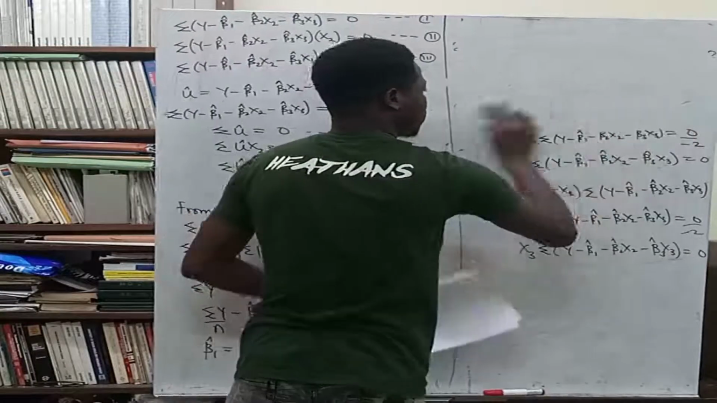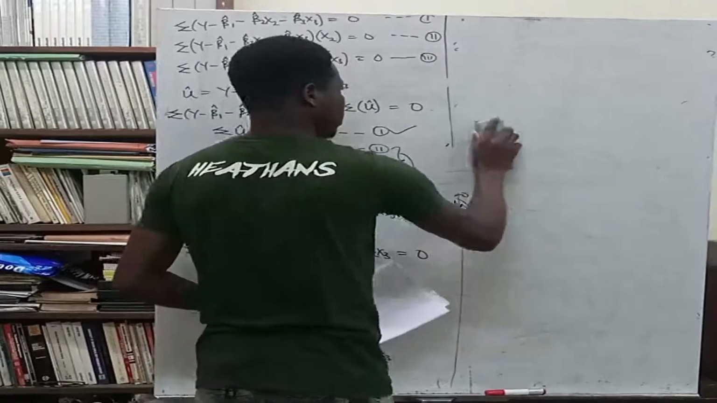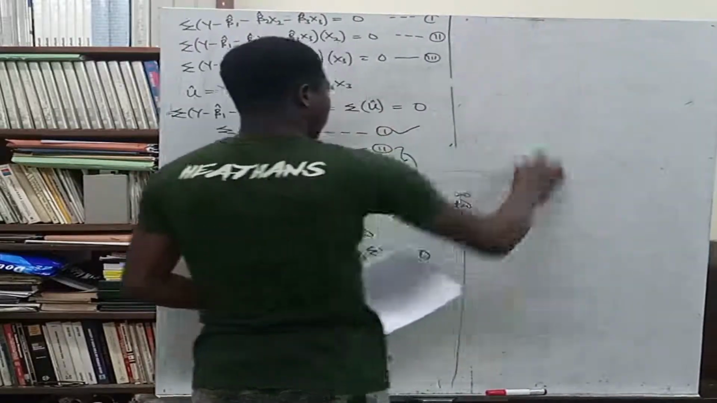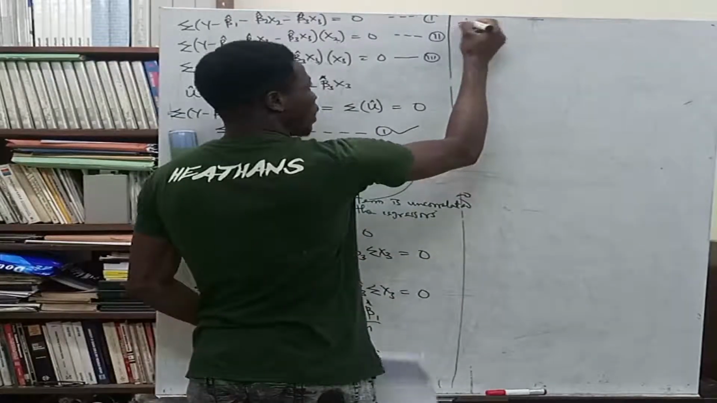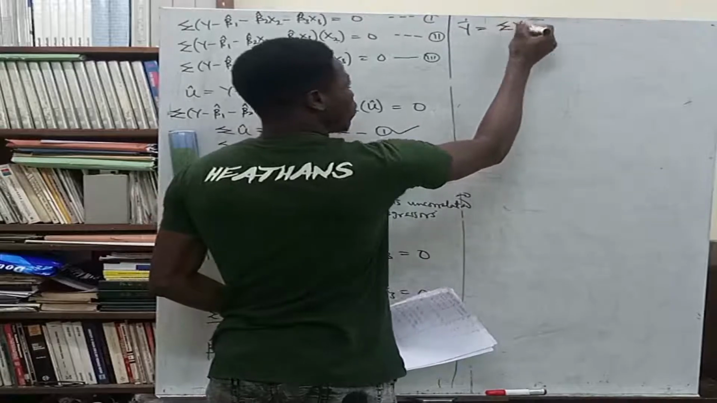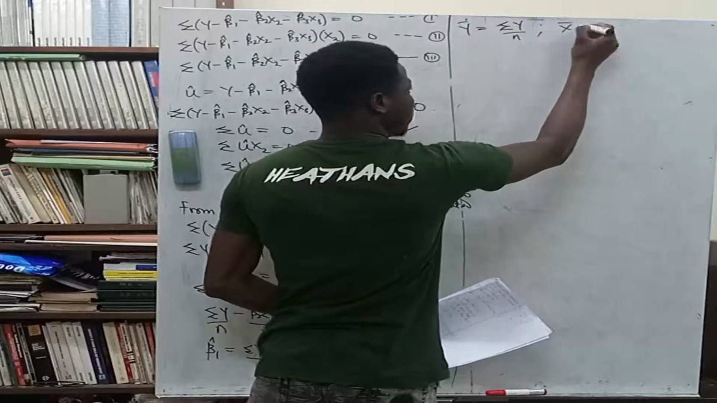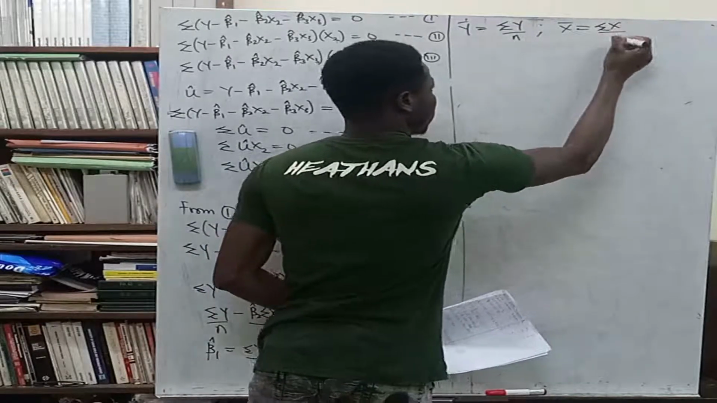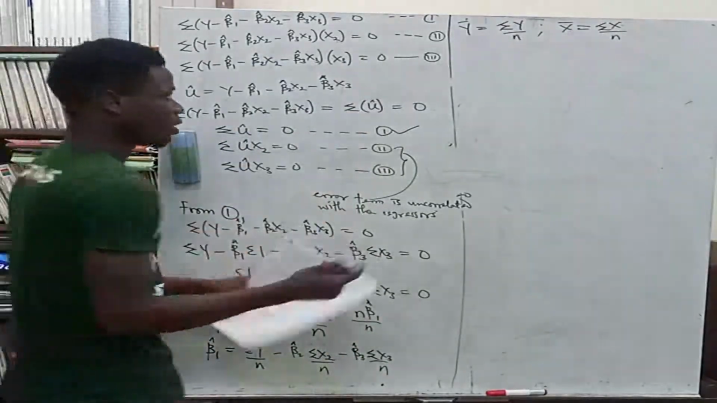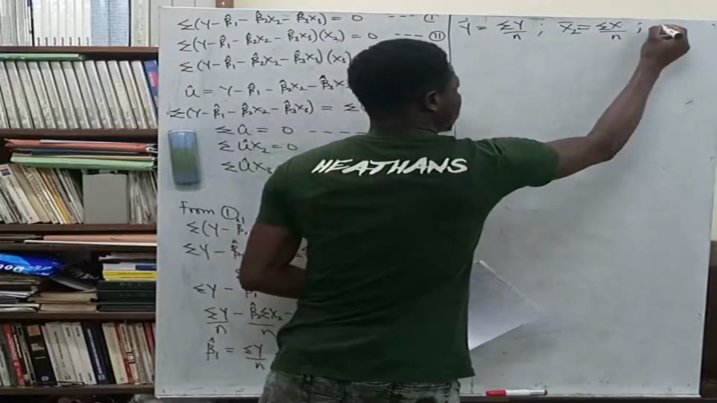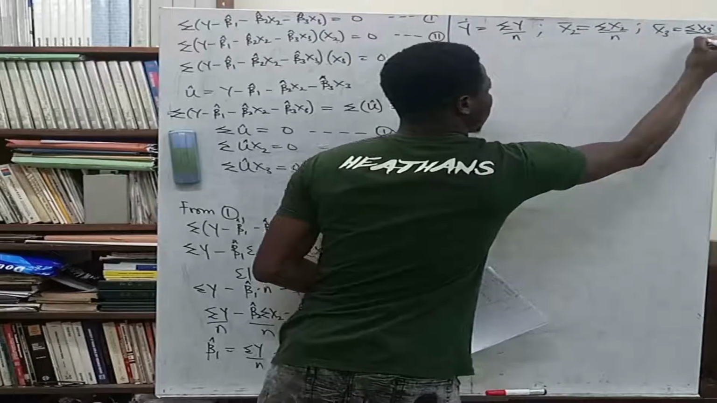You know from basic statistics that the mean of a variable y, which is y bar, is equal to the summation of y over n. The same thing for x bar, which is the mean of x, is equal to summation x over n. So in this case, we have x2 and x3, so it's basically the same. We have summation x2 over n, then for x3, summation x3 over n.